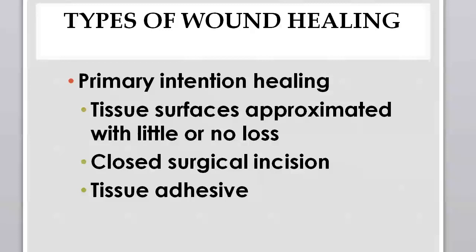Let's first look at primary intention healing, and this is where the tissue surfaces are approximately closed, with minimal or no tissue loss. An example of this would be the surfaces look very well approximated. This could be a closed surgical incision or some kind of tissue adhesive like glue, or maybe even like steri-strips as well.